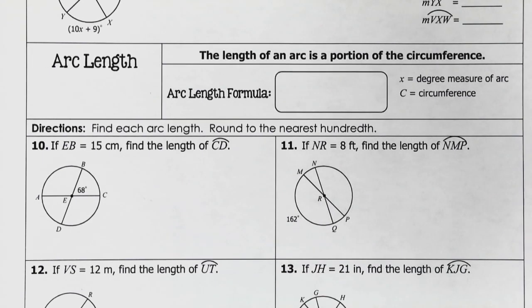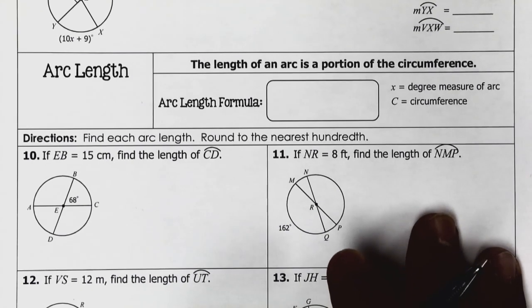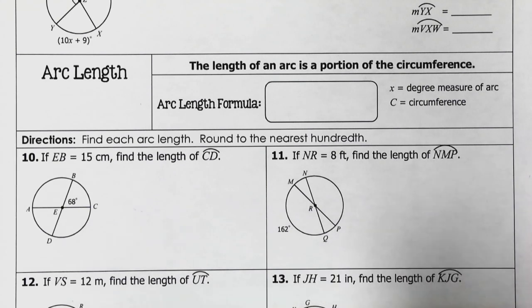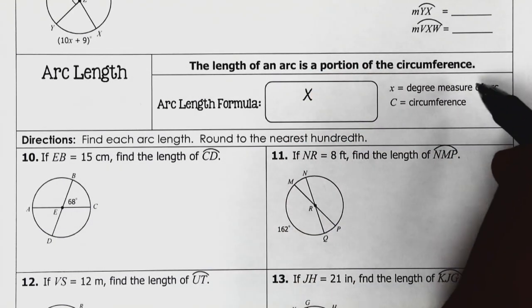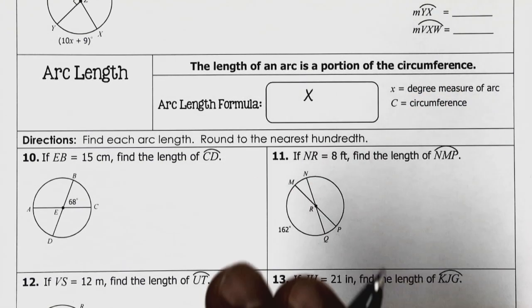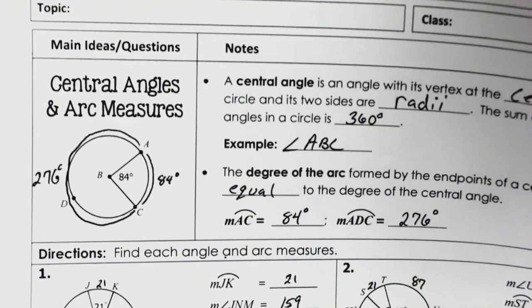Basically, arc length is a portion of the circumference. If the circumference is the length all the way around the circle, an arc is a portion of that circumference. So we're going to use the circumference to help us find it, with the following formula. You take x, which is the degree measure of the arc, so we're going back to using the arc measure.